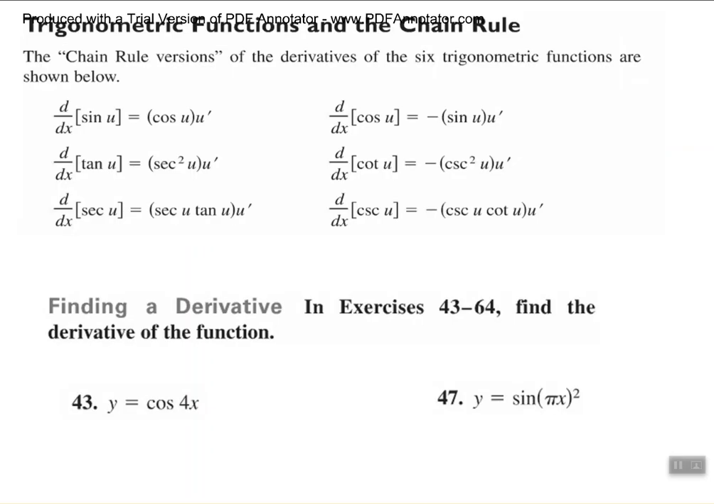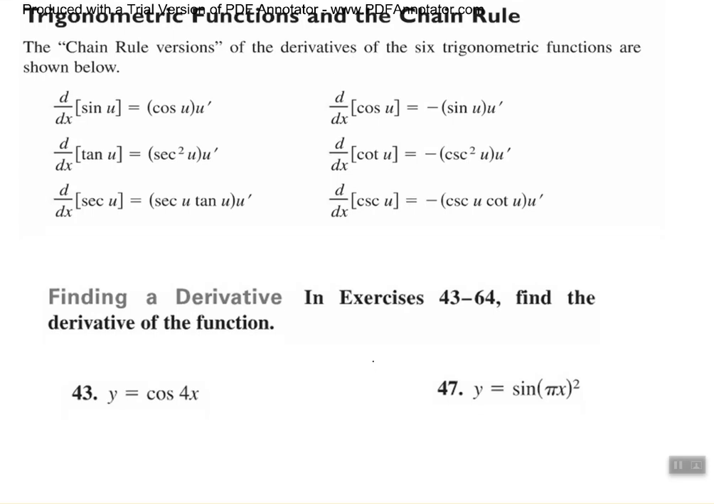Alrighty. Trigonometric functions and the chain rule. So we have some trigonometric functions. It says the derivative of sine of u with respect to x is cosine of u times u prime. The derivative of cosine of u is negative sine of u times u prime. The derivative of tangent of u is secant squared u times u prime. The derivative of cotangent of u is negative cosecant squared u times u prime. The derivative of secant u is secant u tangent u times u prime, and so forth.